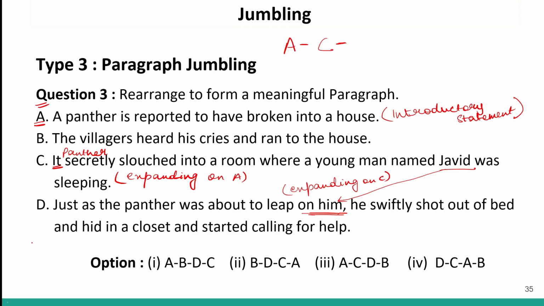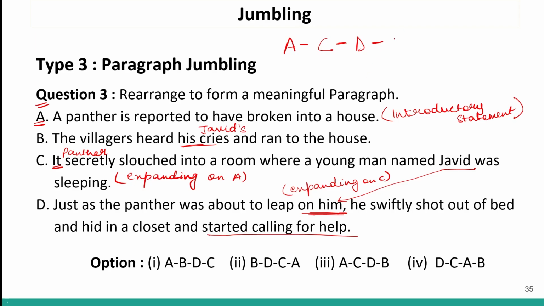He swiftly shot out of bed and hid in a closet and started calling for help. Who? Javed started calling for help. So after C, we'll get D. Now, the villagers heard his cries. Whose cries? Javed's cries. How do we know that? Because Javed has started calling for help.